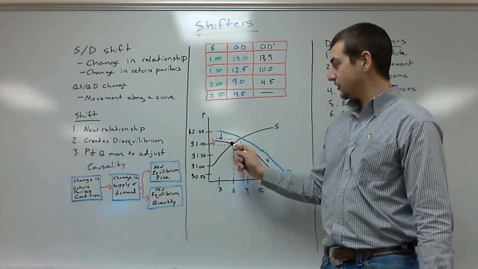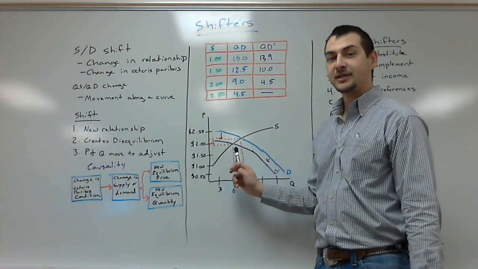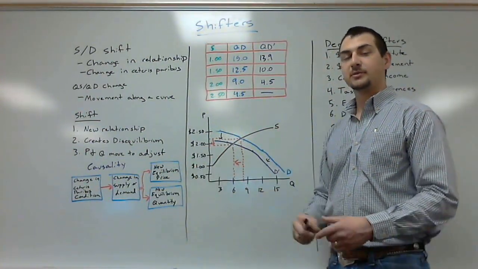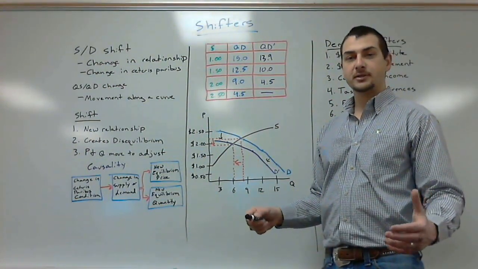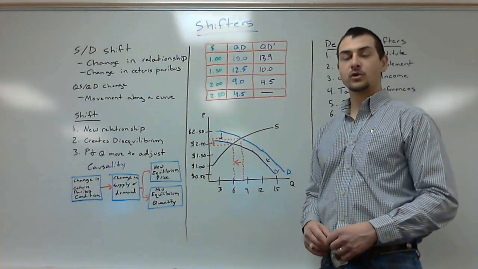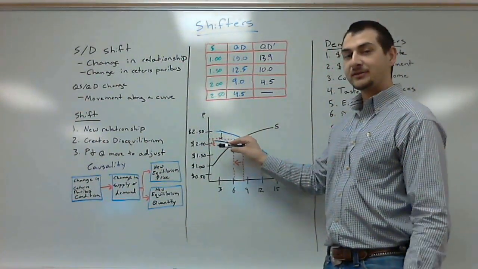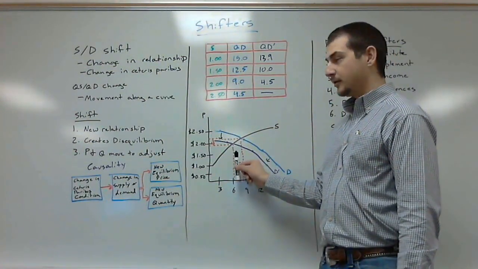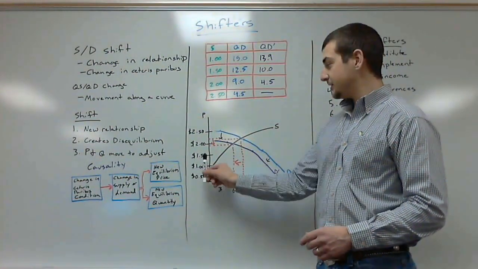In this example, it's creating a disequilibrium because the price is now high enough that the quantity being demanded is less than the quantity being supplied. Because of that, we wind up having a surplus. Whenever there is a surplus, you must lower prices in order to sell that product. As you lower prices, the amount that producers are willing to supply falls, and the amount that consumers are willing to buy increases.